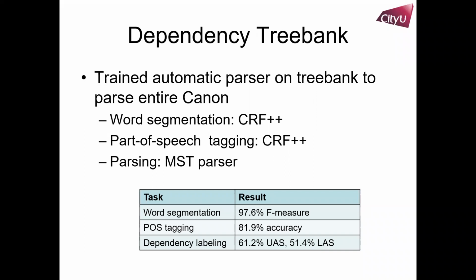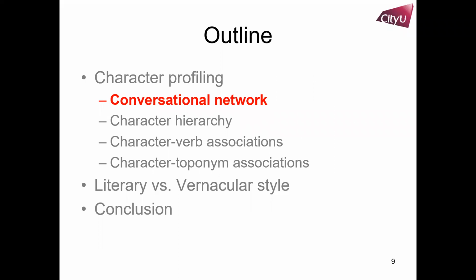The performance wasn't bad in our evaluation. So there is over 97% accuracy in word segmentation and respectable part-of-speech tagging rates, I think over 80%. But dependency labeling is not perhaps as high as what we wish. So only 61% UAS and 51% LAS. Okay, so what I will share now, first, will be conversational networks.